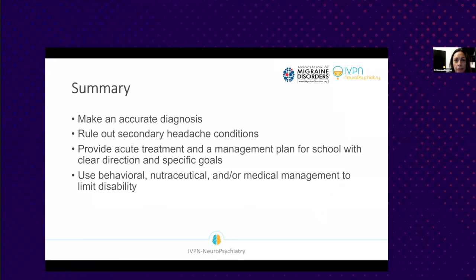So in summary, we want to make an accurate diagnosis, rule out secondary headache types, provide acute treatment with a management plan for school, also some preventive strategies, and then also consider behavioral, nutraceutical, and other medical managements in combination to reduce disability. Next slide.